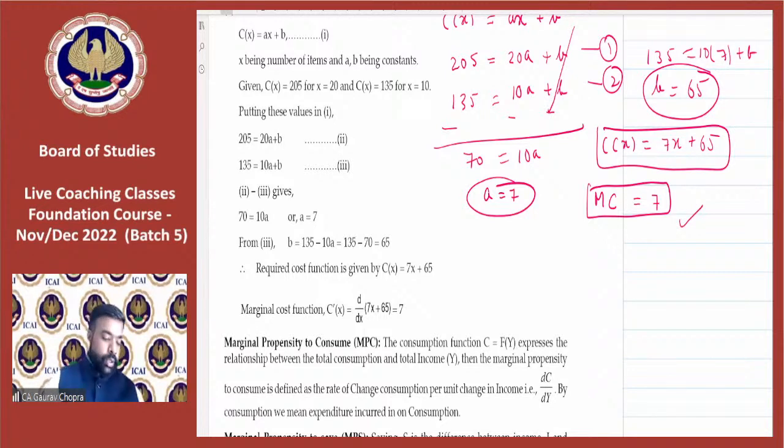Divya Kumari says all questions understood today. That's great. Shalini says b is 65. Yes. Lakshita has also given the answer.